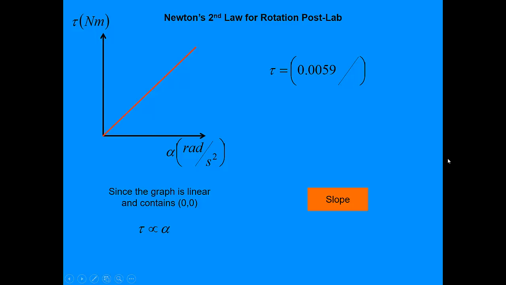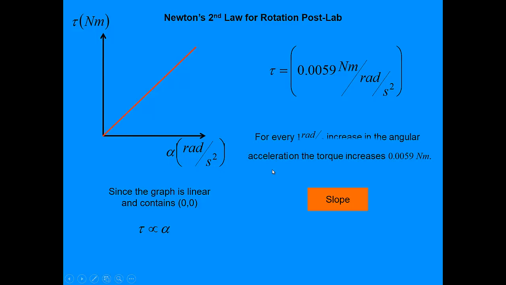Now, let's talk big messy units. Rise over run, of course, because it's a slope. Units of rise, Newton meter. Units of run, radians per second squared. So it's a Newton meter for every radian per second squared. Well, what does that mean? Well, again, remember, as always, slopes are rates of change. When you change the x variable, how much change do you get in the y variable? So for every 1 radian per second squared increase in the angular acceleration, the torque increases by 0.0059 Newton meters.